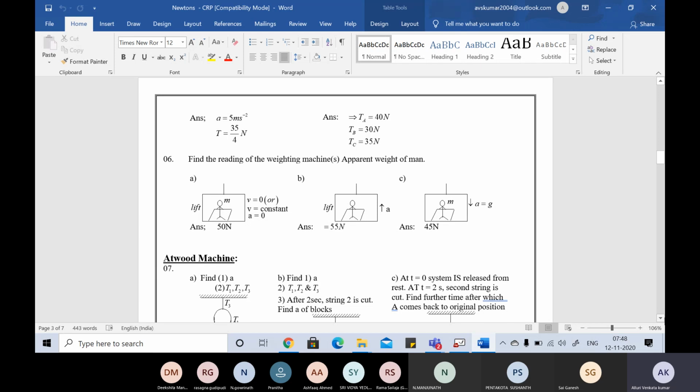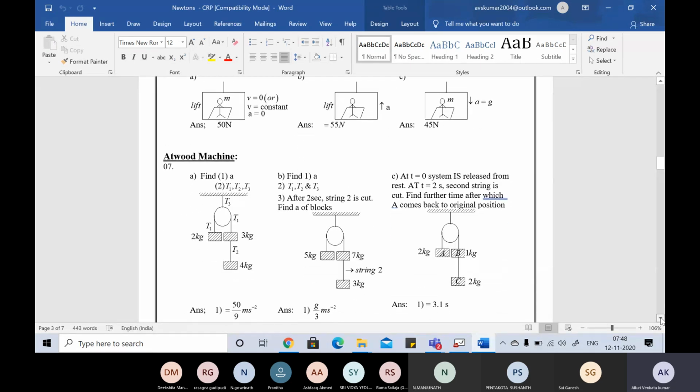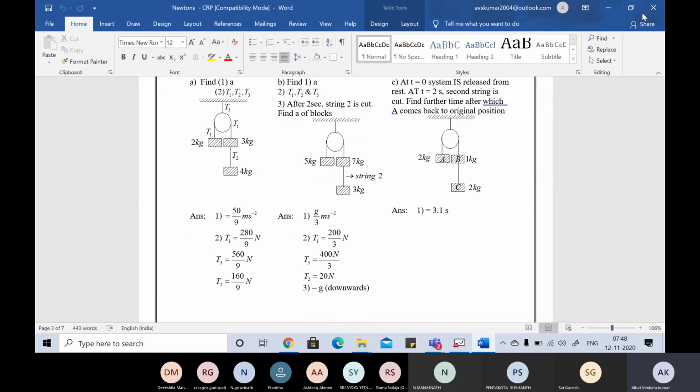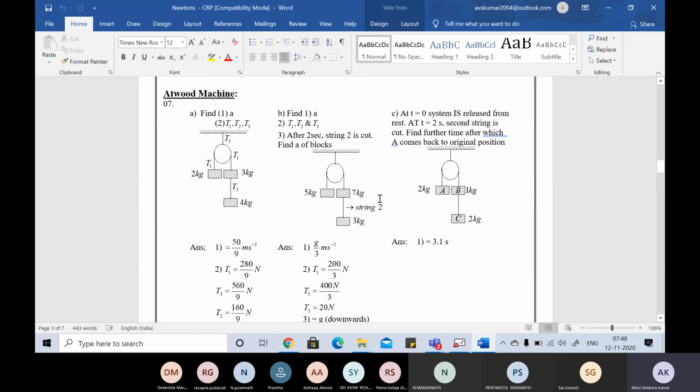When the lift is going upwards, you will have more weight. When the lift is going downwards, you will have less weight. This already we have done. In the first case, when the lift is at rest, there is no change in the weight. Then regarding the Atwood machine, there are three questions, A, B, C. First one you can try, find the acceleration, T1, T2, and T3. Has anybody done? Of course, I didn't give homework. Today you take it as homework.